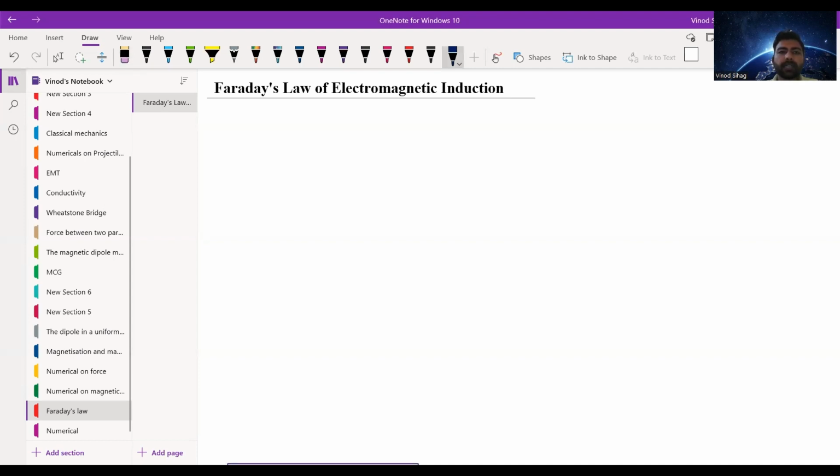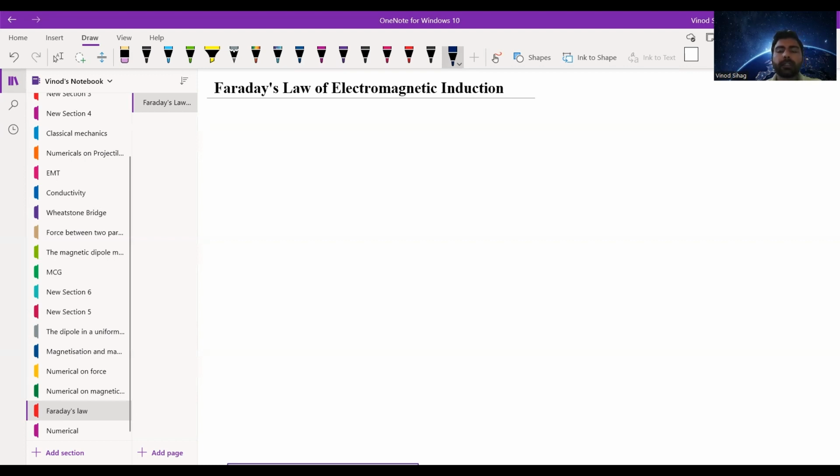So in today's lecture, we are going to study Faraday's law of electromagnetic induction. Basically, this is about the induced EMF when we change the magnetic flux with respect to time. In Faraday's experiments, it was observed that when the magnetic flux was changing with respect to time, there was an induced voltage, and it was named the induced EMF, or we can say the electromagnetic induction.